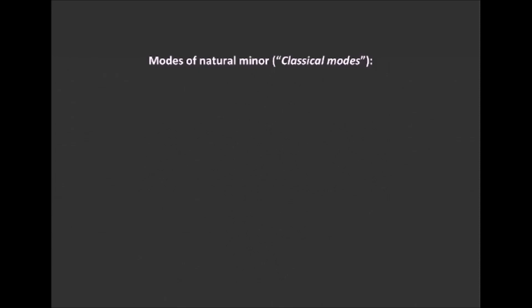These modes of natural minor are also referred to as the classical modes, because this is what Western classical music is made from. To keep things as simple as possible, I decided to use A natural minor for a little example here. So we end up with just white keys: A, B, C, D, E, F, G, A. Just white keys, no sharps, no black keys. Keeps things as simple as possible.